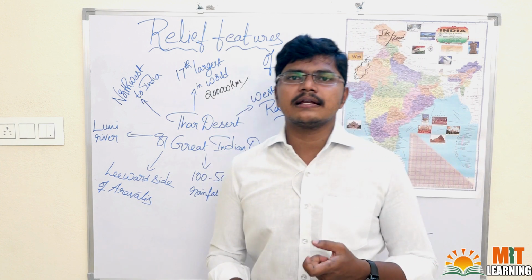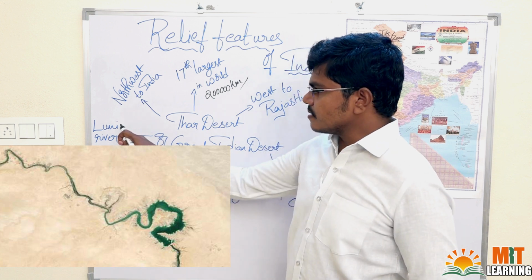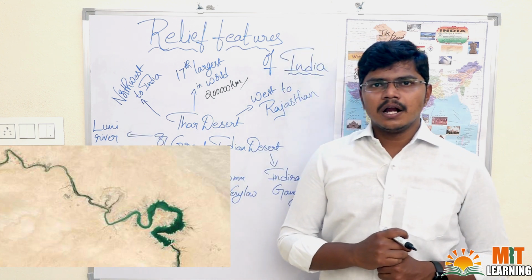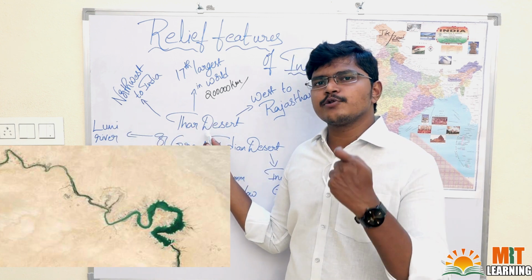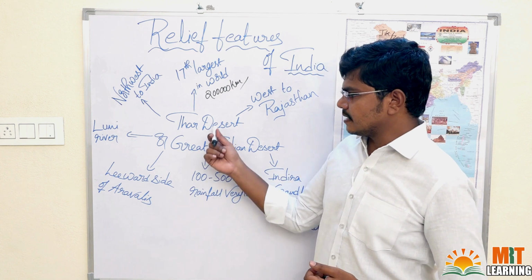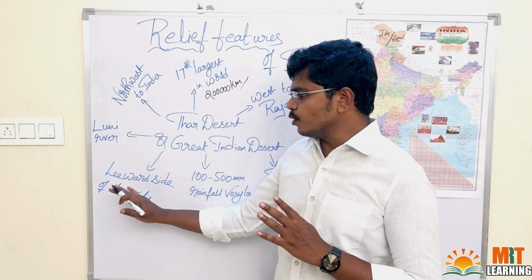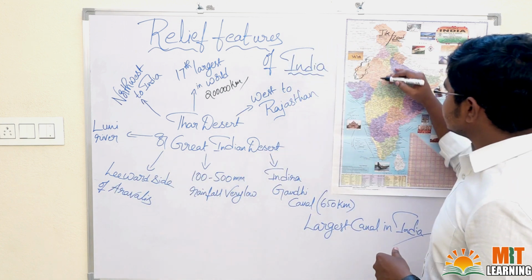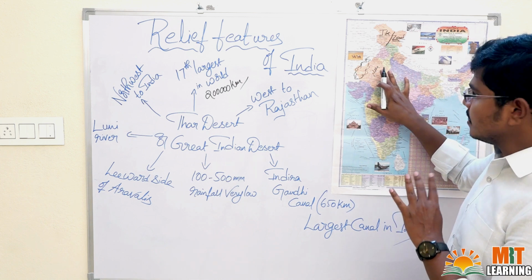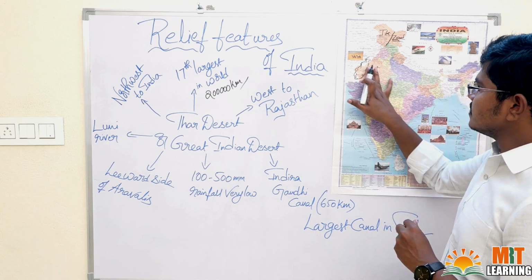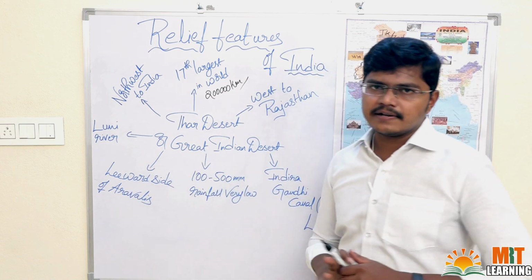Only one river we can see, and that also only during the rainfall, and that river is the Luni River. What is that river's name? Luni River. It is the only river that we can see in the Thar Desert, and that also during the rainfall. And another thing, in which direction is this Thar Desert located? Of course, the Aravalli mountains are there, spread in Rajasthan. In which direction of the Aravallis is this Thar Desert? We can say it is on the leeward side of the Aravallis.